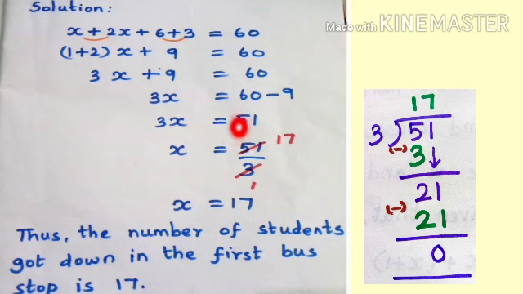Thus we get, again we are using the transposition method. This 3, when it crosses the equal to sign, goes to the denominator. So 51 divided by 3 we get. When we cancel 51 and 3, it is 17 times. So in the denominator it is 1 time. So x is equal to 17 is the answer. Thus the number of students who got down at the first bus stop is 17.